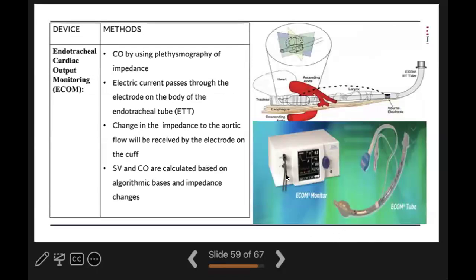Then coming on to the next non-invasive method. Of course, the endotracheal tube is invasive, but if the patient is already on it, then it is non-invasive. So it is basically a plethysmography of the impedance, which is being measured in the endotracheal cardiac output monitoring device, where there is a source electrode. The electrical current passes through the source electrode on the body of the endotracheal tube. And the change in the impedance in the aortic blood flow, which is in contact with the lower part of the tube, is being detected by the electrode on the cuff. So stroke volume and the cardiac output can be calculated based on the algorithms which are already created based on the impedance changes. So that is how the ECOM device performs.